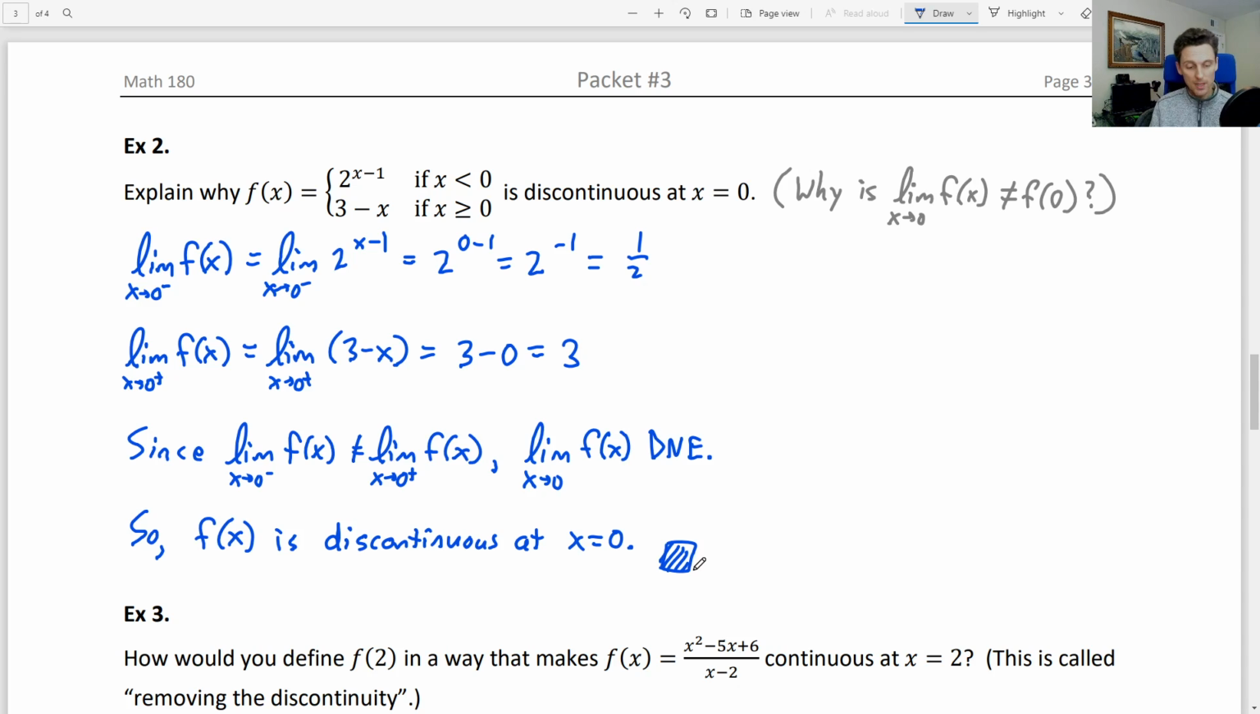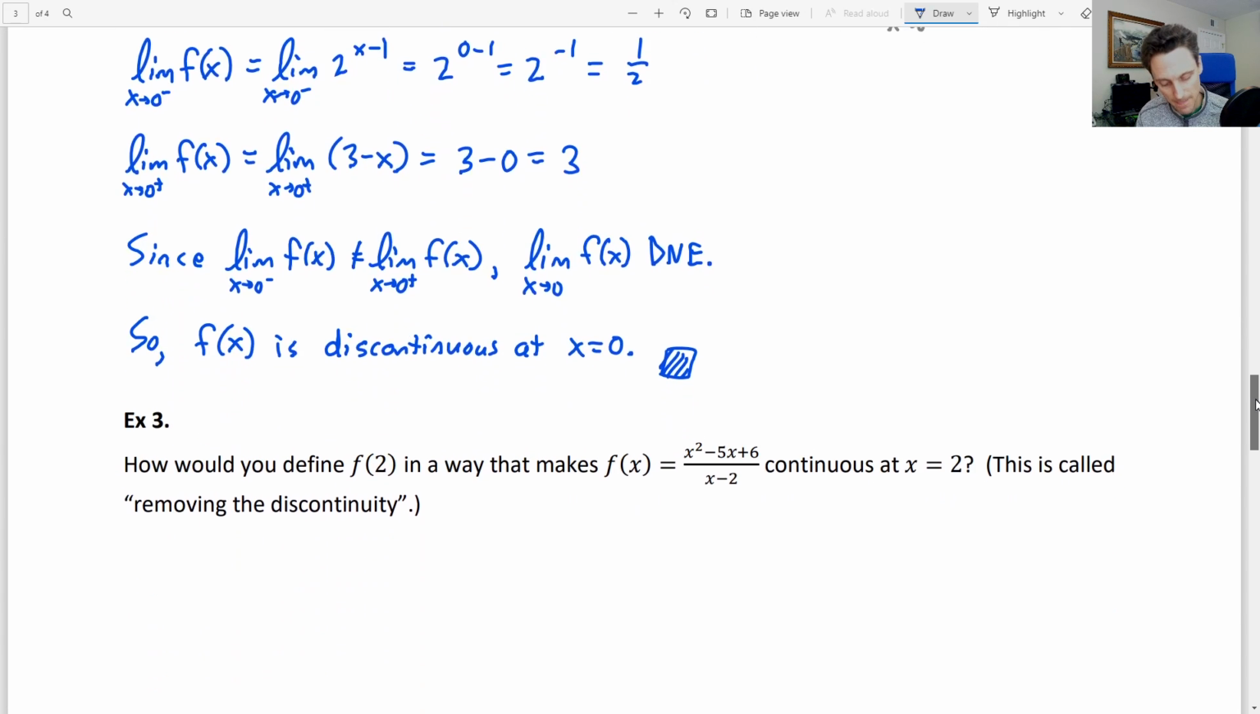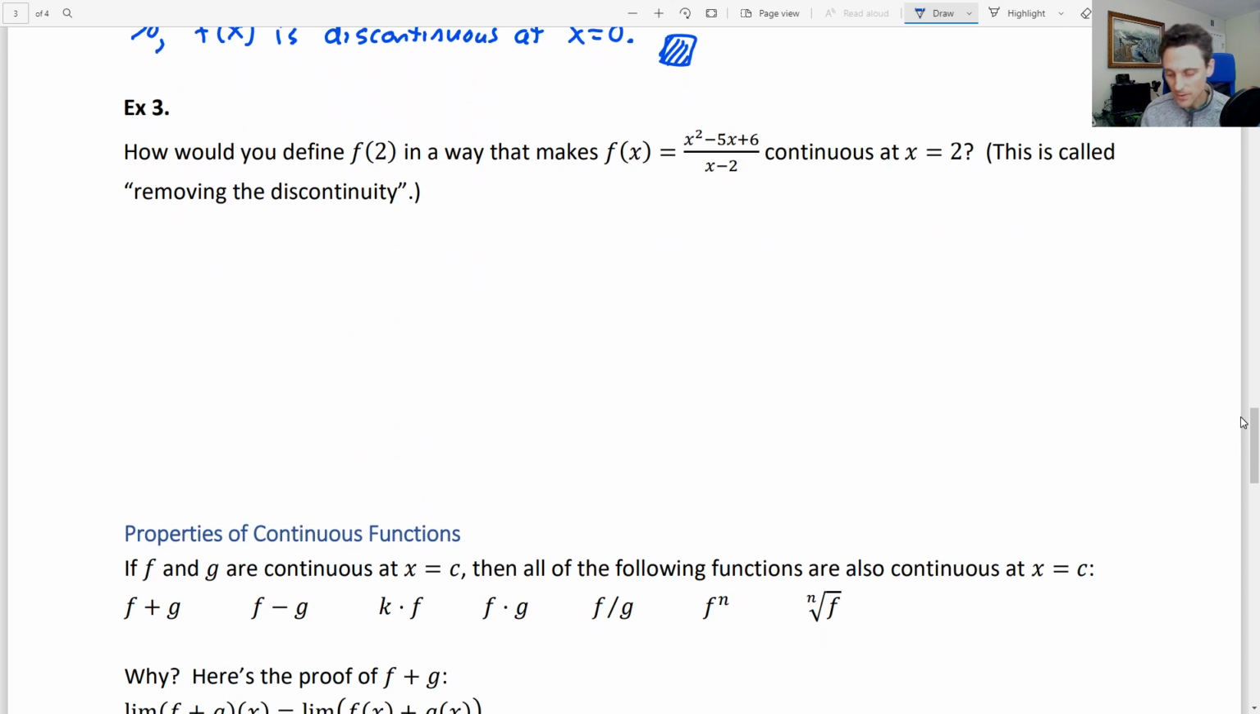All right. So the key to everything in this packet is this definition of continuity. The limit is equal to the function value. If you can get that concept in your head, then that's what drives all of these problems in packet 3. Let's go on down to example 3.